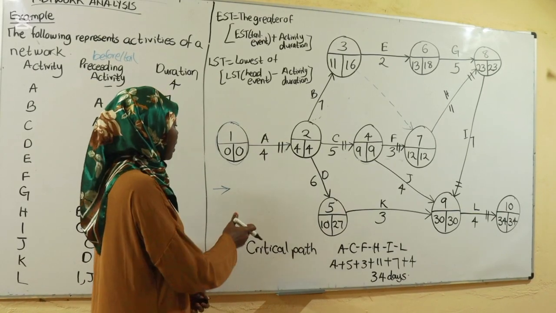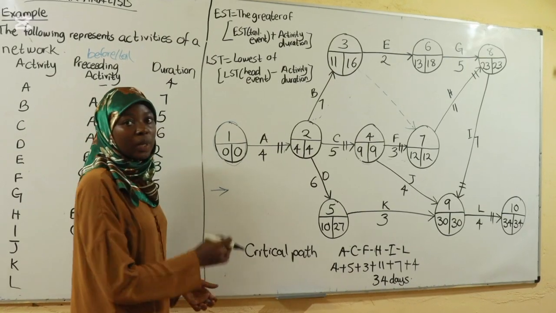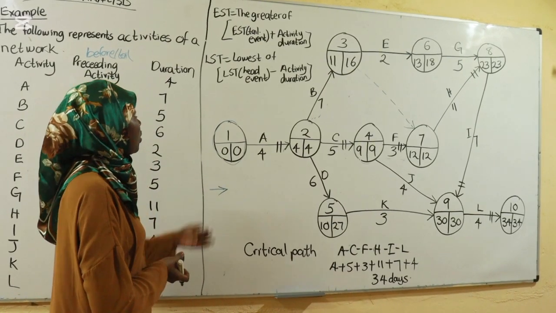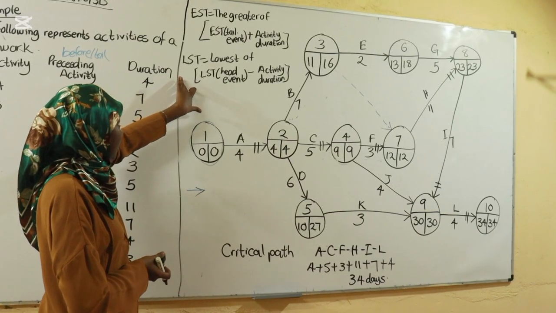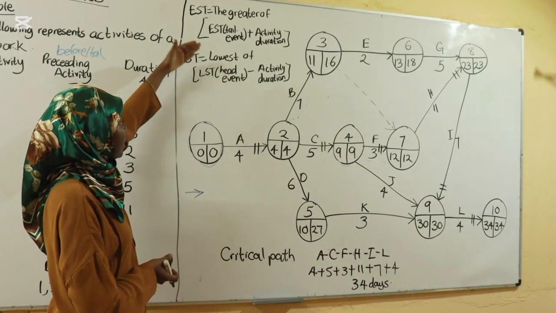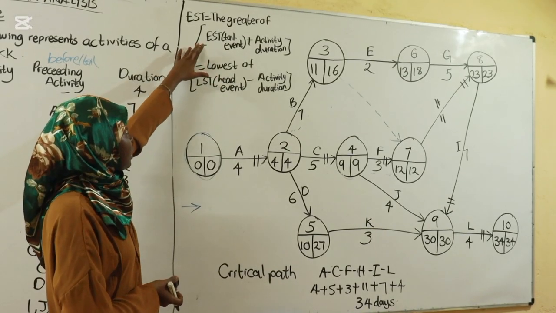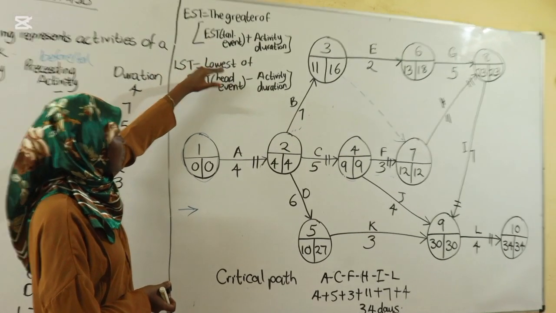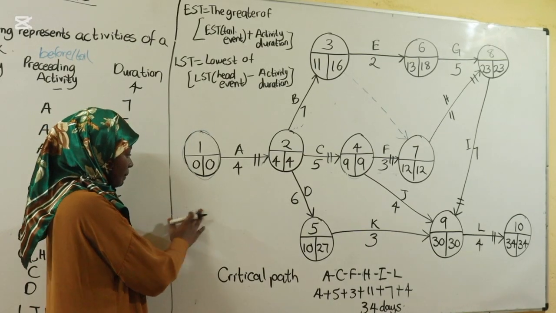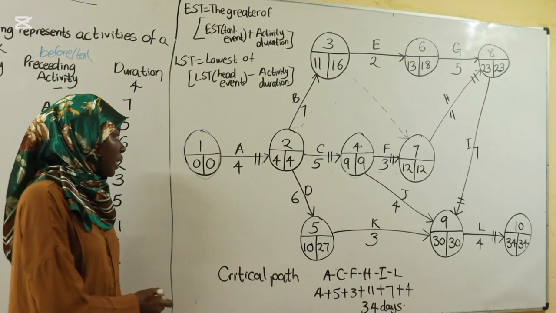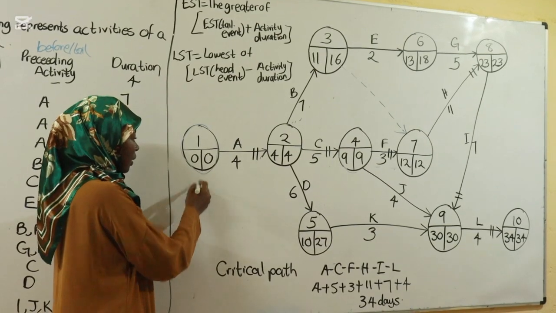Okay? Now from here, you're supposed to calculate our critical path. And for you to calculate the critical path, you should first calculate your EST and your LST. So first, before you even calculate LST, you have to start with EST. And EST is the greater of tail event plus activity duration. Now when it comes to EST, you have to start with the start event. So this is our start event.